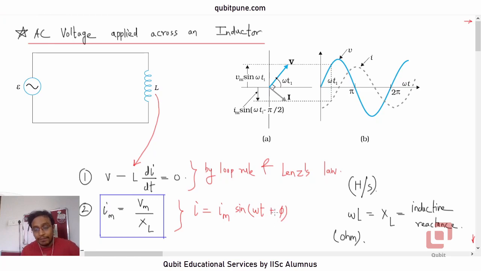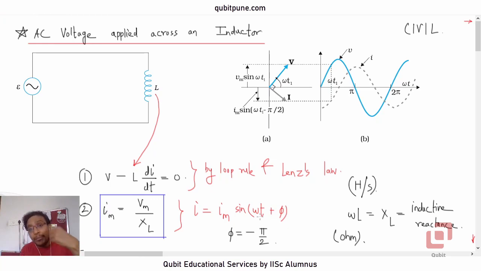And what about phi? Remember CIVIL. This is an inductive circuit, so the voltage is going to lead the current by pi by 2. So this value phi will be negative pi by 2, or you can just say phase difference is pi by 2 with voltage leading the current.